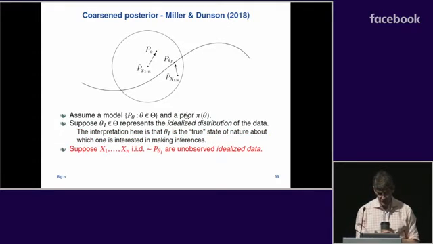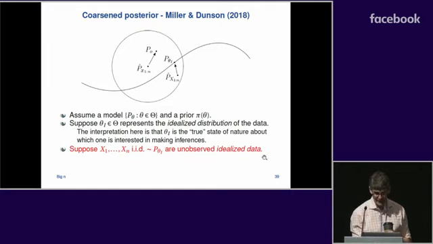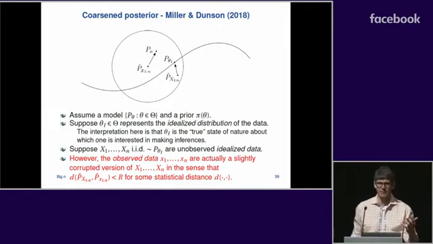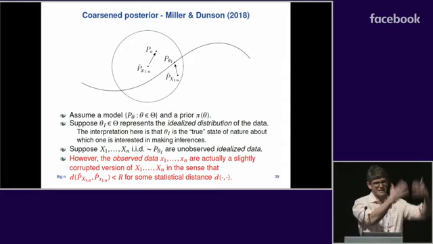But then we're going to say that x1 to xn, let's just say for now they're IID, though you don't have to have IID in any of these methods, are unobserved idealized data, okay? But the observed data are actually a slightly corrupted version. Our observed data are never perfect. So we're saying there are these idealized data that we could have generated, but that would be under very perfect conditions.